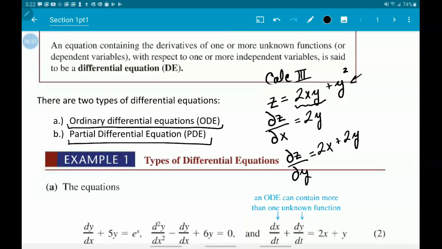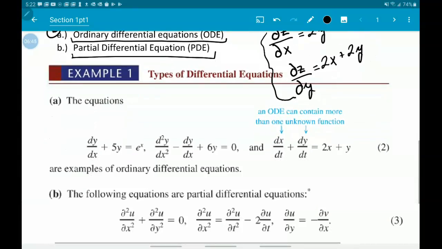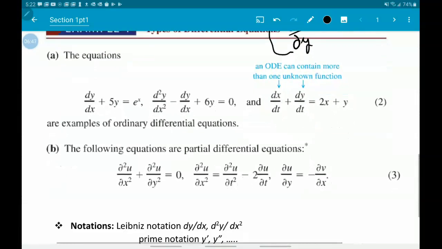So in partial differential equations, you're given this and you're asked, what's the original function that produced that set of differential equations? But what we're going to focus on are those ordinary differential equations. So let's look at a few examples.